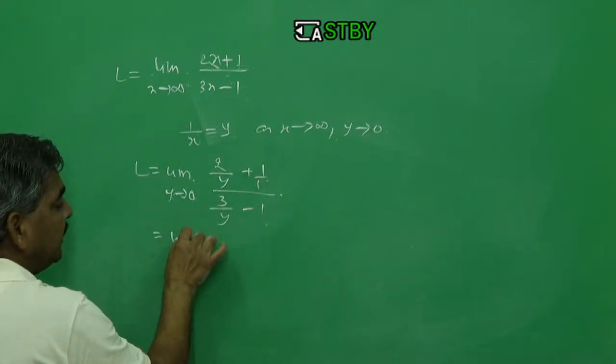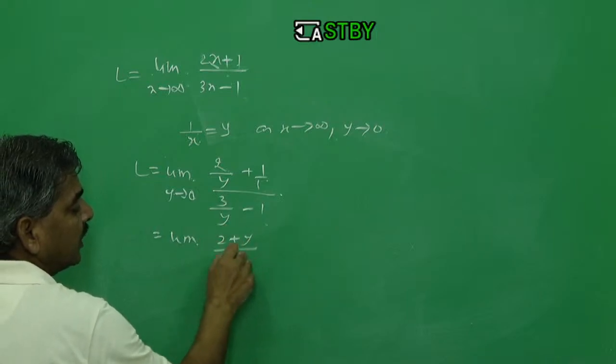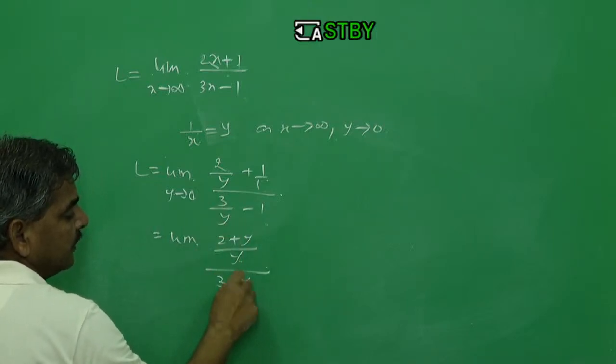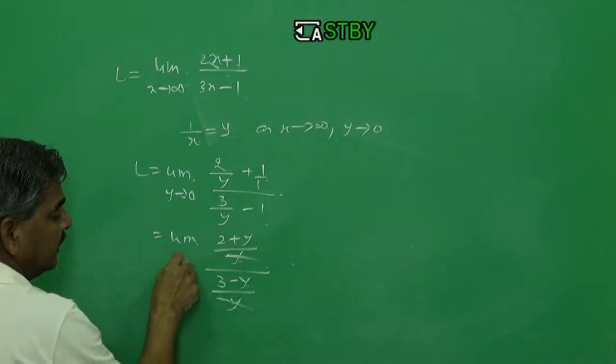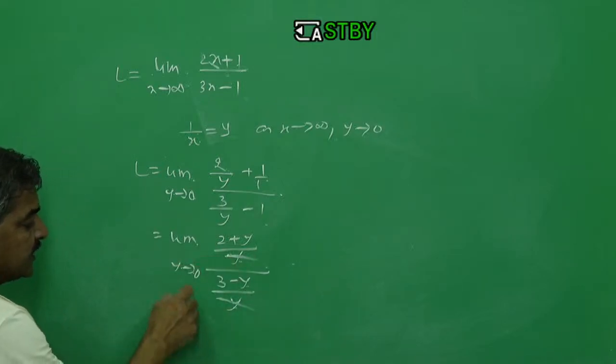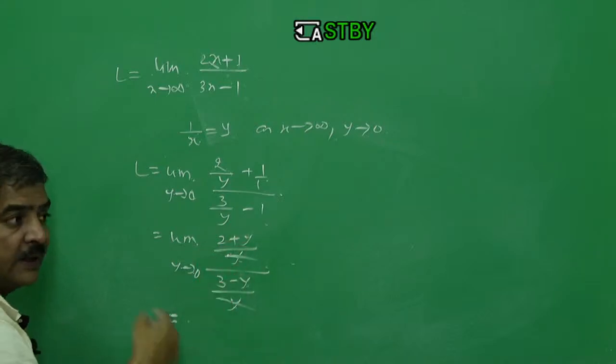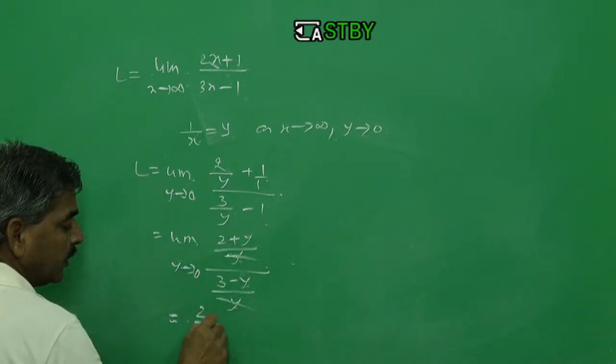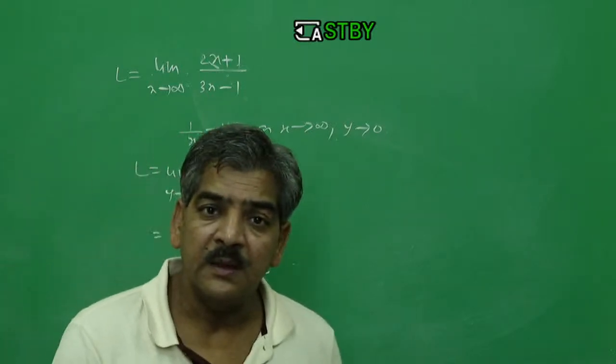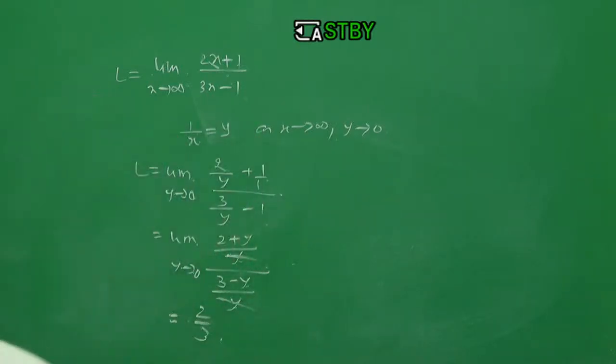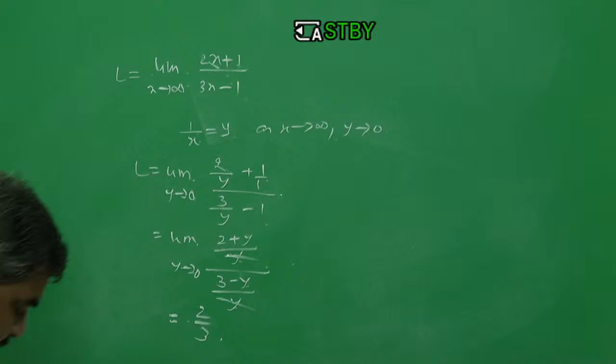Now take the LCM. If I take the LCM, limit of, क्या मिलेगा, 2 plus y upon y whole upon 3 minus y upon y, get cancelled. Now if I substitute y is equal to 0, I'll get the answer. क्या मिलेगा 2 upon 3. That's the answer. क्या difficult है? Okay, so अगला problem. Write down one more example.